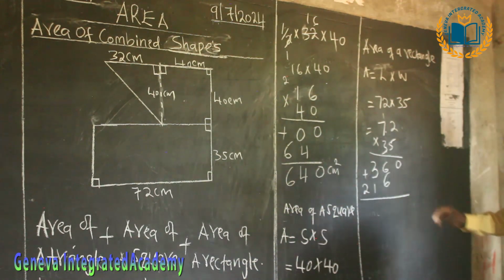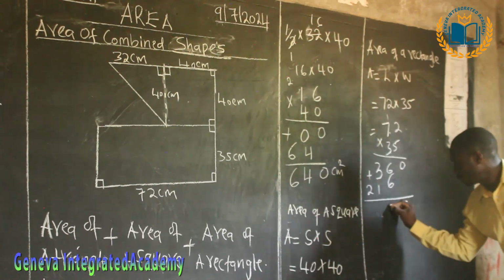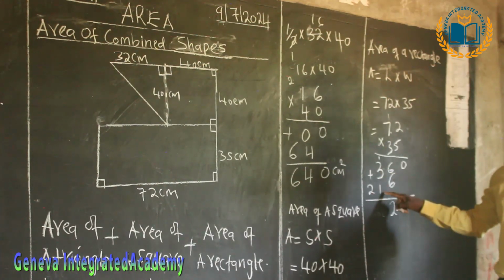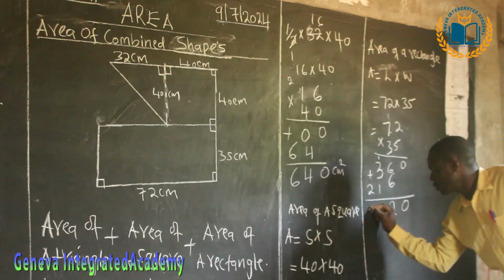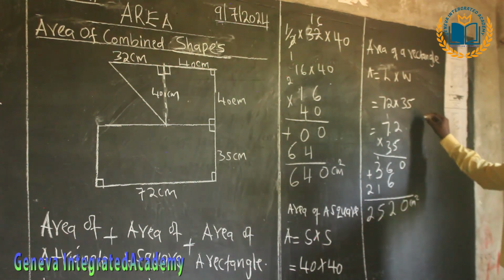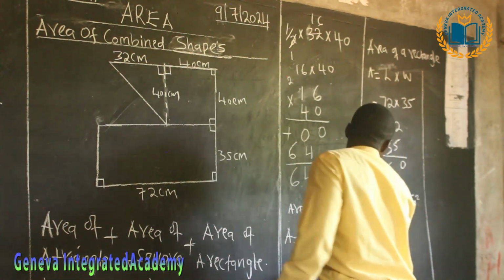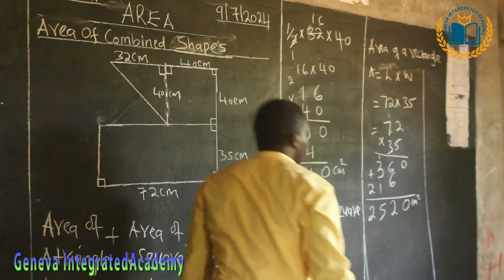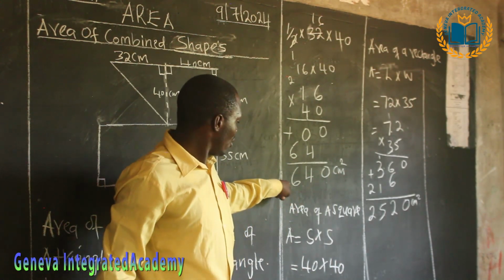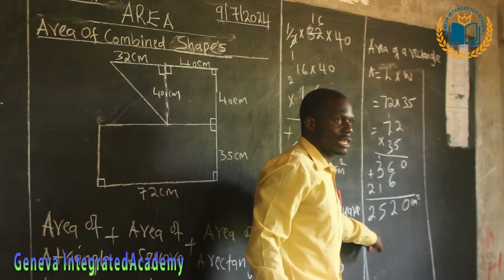Then we add. This one gives us 0. 6 plus 6 is 12. We write 2, carry 1. So 1 plus 3 is 4. 4 plus 1 is 5. And this one is 2,520 centimeters square. Isn't it? Now, we remember we said that for us to get the area of combined shapes, we have to add the area of the triangle plus the area of the square plus the area of the rectangle.